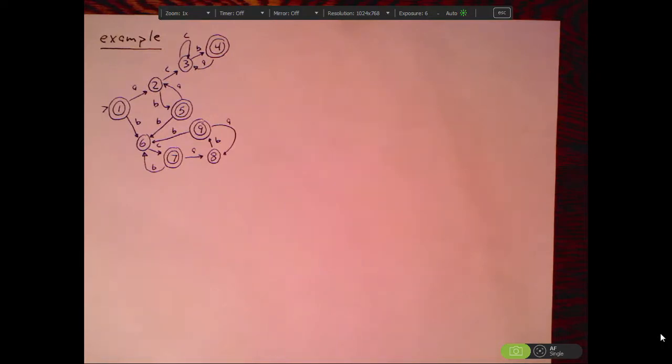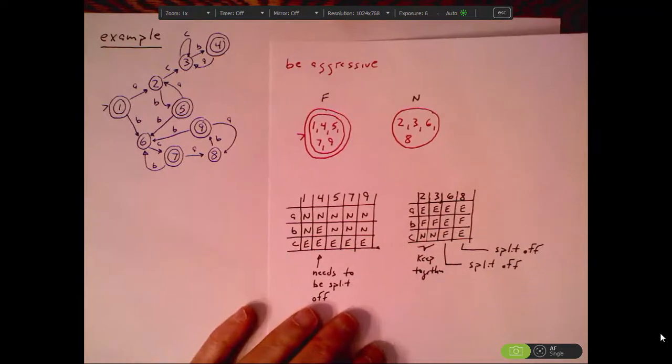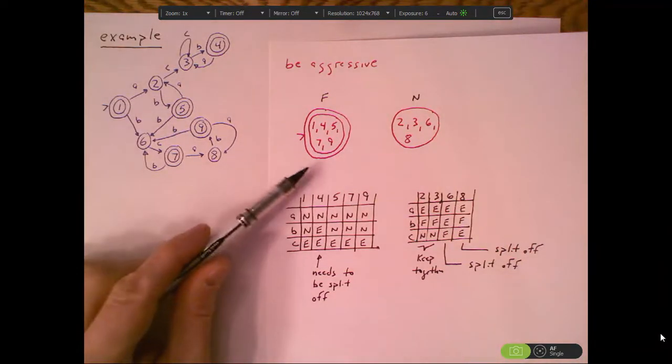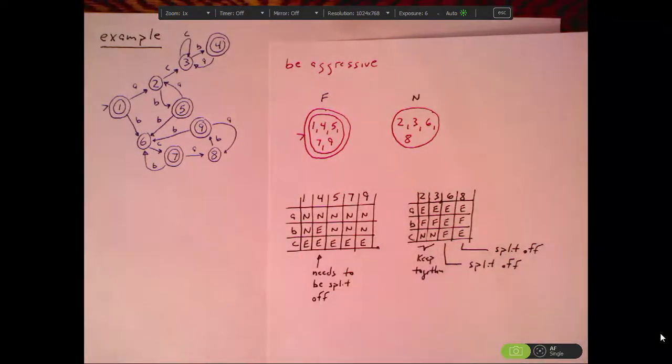So again, let's run the algorithm. Step number 1 is let's be aggressive. Let's take the 5 final states in the original machine here, 1, 4, 5, 7, and 9, and let's combine them all together into one state. And likewise with the remaining non-final states, we will combine them all together. And the question is, can we get away with that?